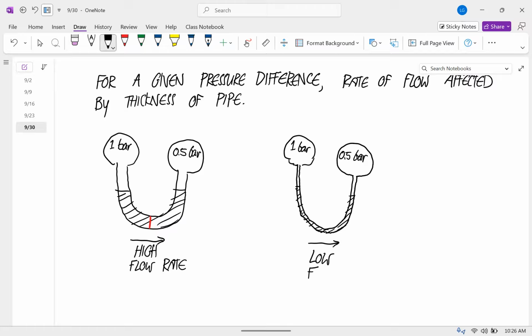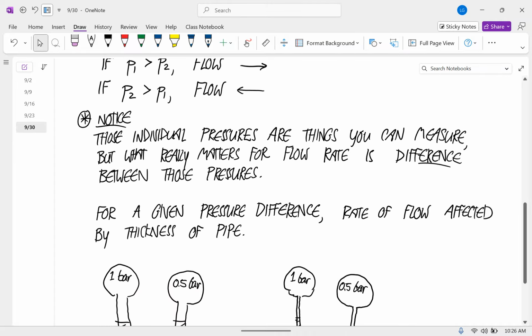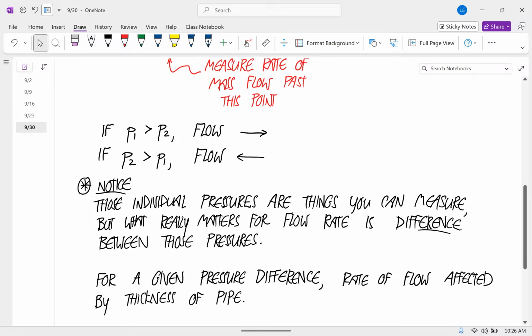So this would be a low flow rate. Okay, so anybody have any questions about this setup? All that stuff makes pretty good physical sense, I think.